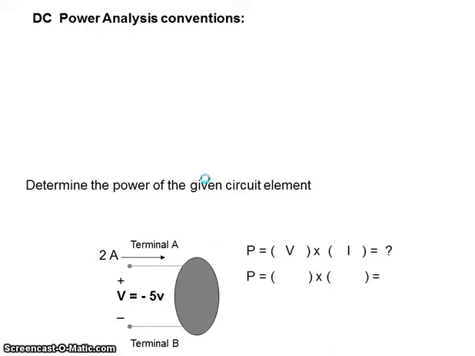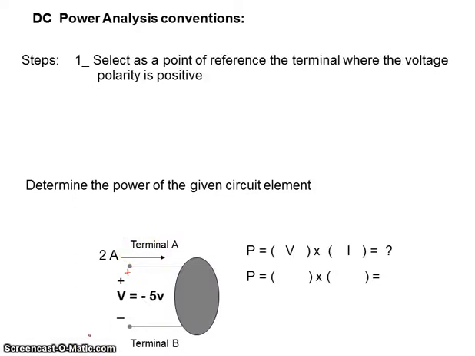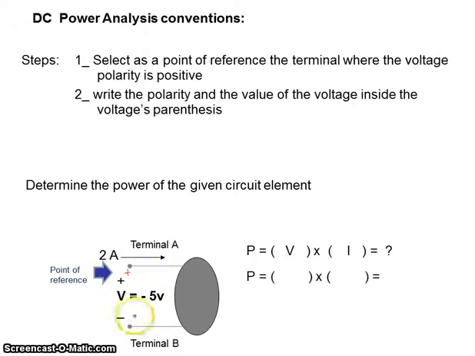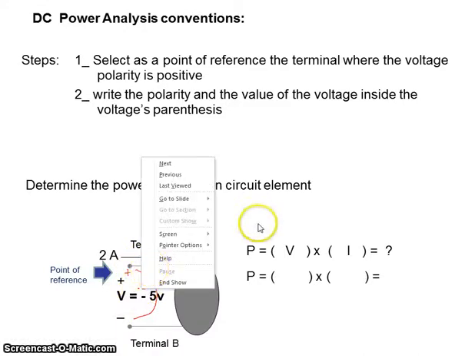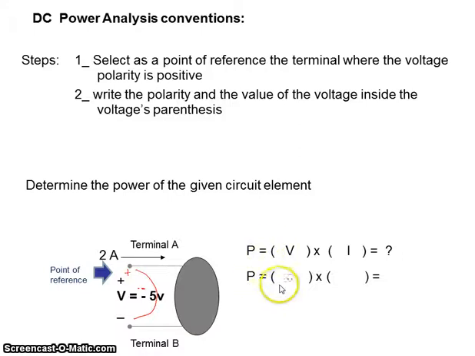Now let's take a closer look at the rule. We need to follow some steps. Here we have this element. The 2 amps current is pointing into the positive terminal, and we have this voltage with this polarity. First, we select the terminal with the positive polarity, in this case right here. Second, in order to write the value of the voltage, we look at the voltage from terminal A to terminal B, and we see that this is negative. So when we enter that value into the parentheses, it will be minus 5 volts.